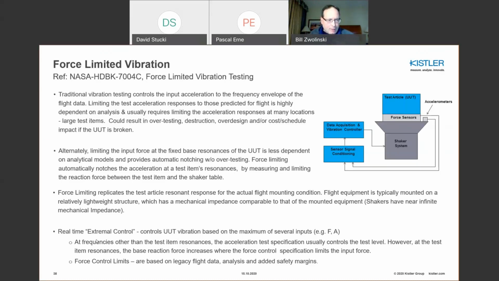Pretty interesting. External control is being used, and there are several suppliers who do control systems for force limiting, where they're monitoring various forces and accelerations and coming up with control limits based upon flight data analysis and safety margins.